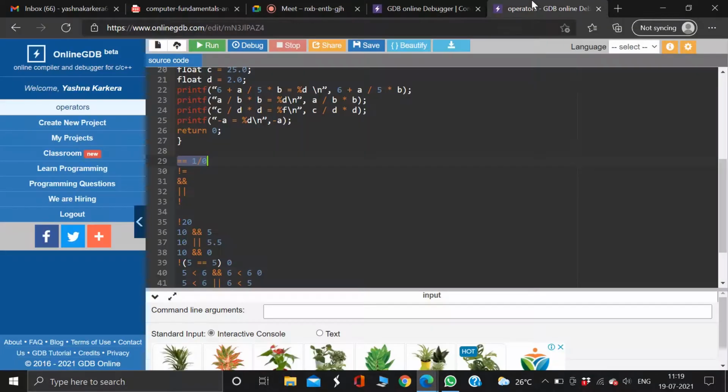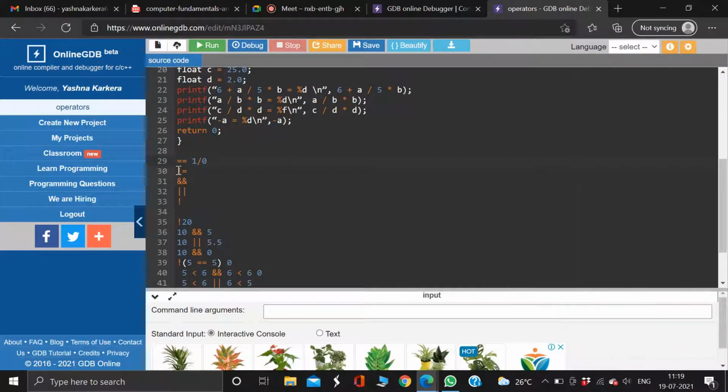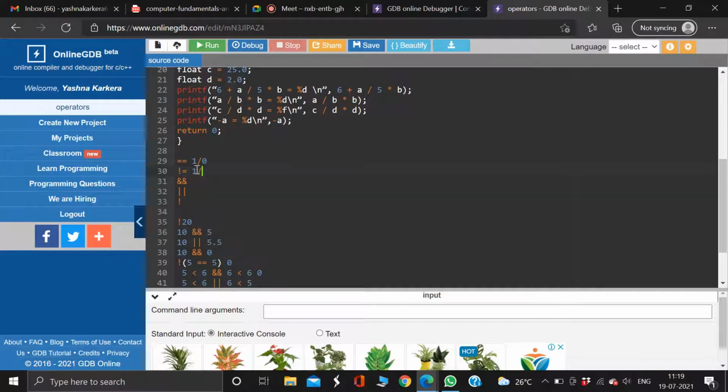I hope it is clear for others also. This means that if LHS is equal to RHS, you get the answer as 1. If it is not equal, you get 0. Now, this is another operator called not equal to, which checks if LHS is not equal to RHS. If LHS is not equal to RHS, then you get the answer as 1. But if it is equal, you get 0.